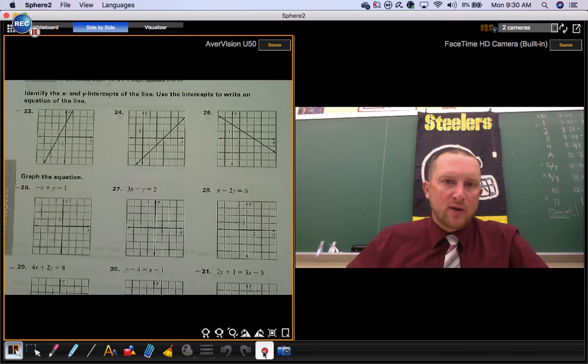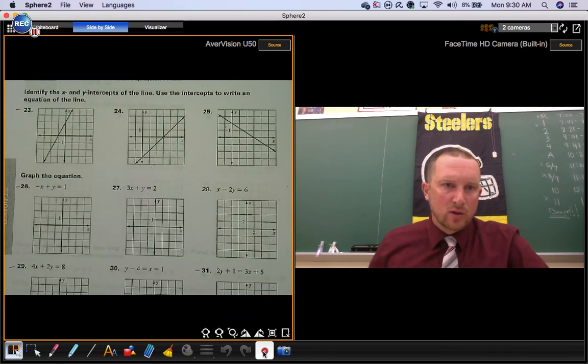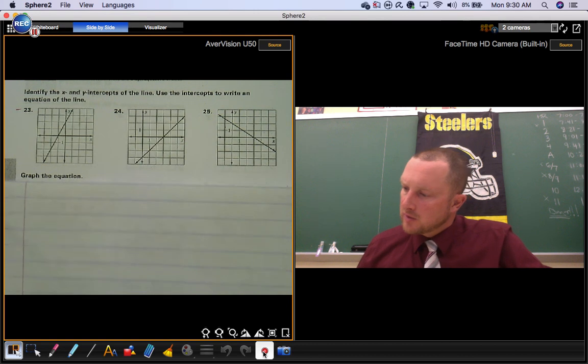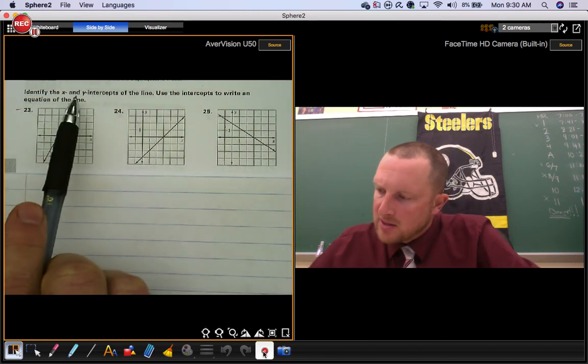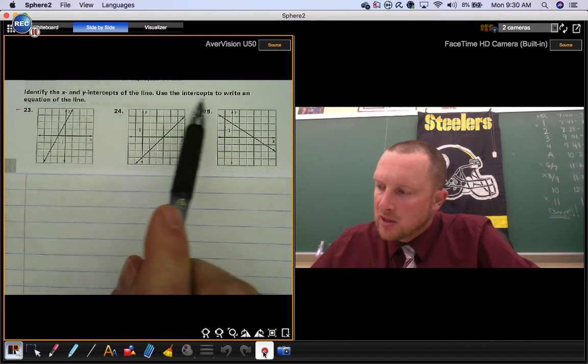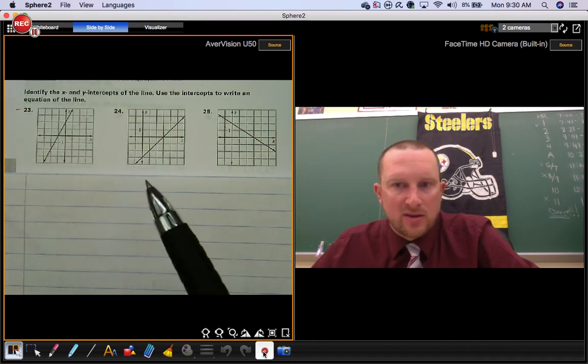Section 3.5, we're on the back of the worksheet. We're going to do a few of these together. In this first section, it's a new set of directions. They're telling you to identify the x-intercept and the y-intercept of the line and then use those intercepts to write the equation of the line.